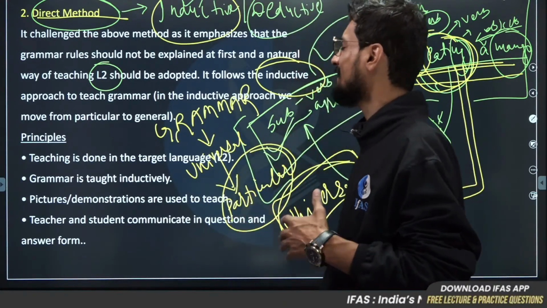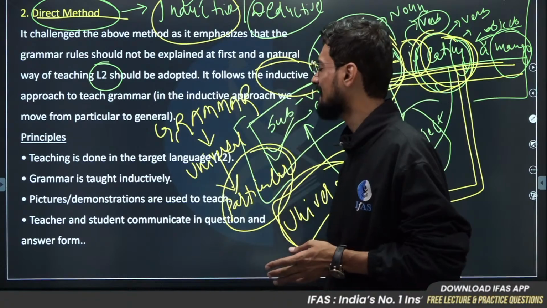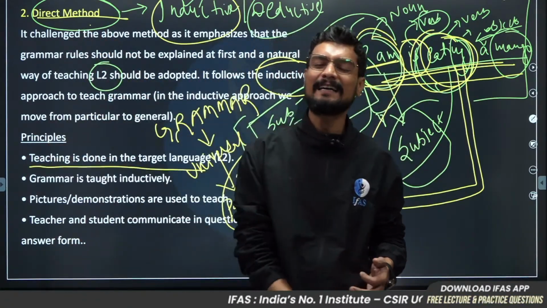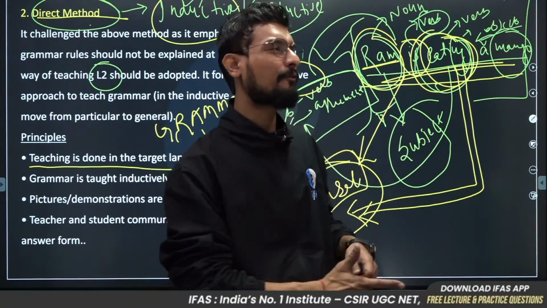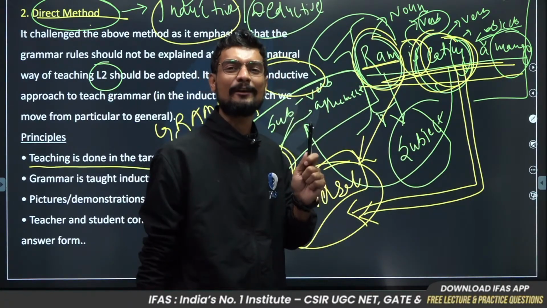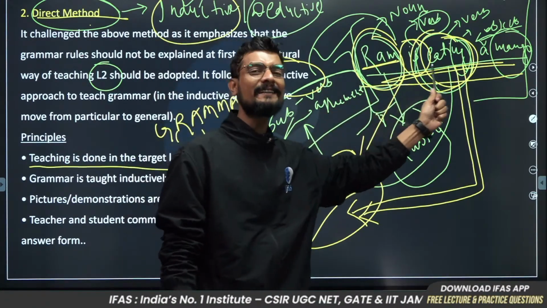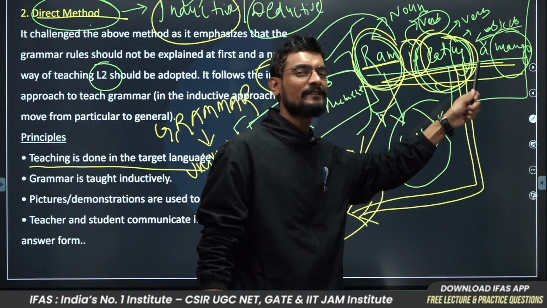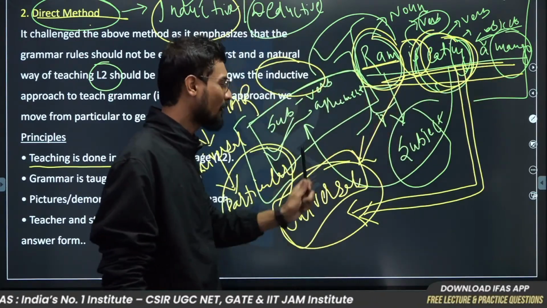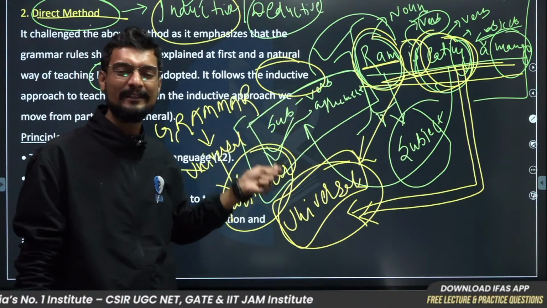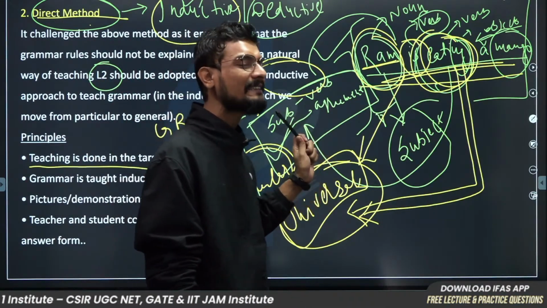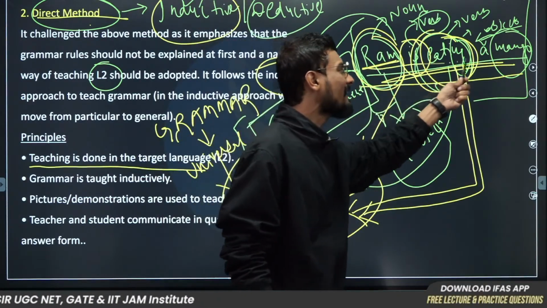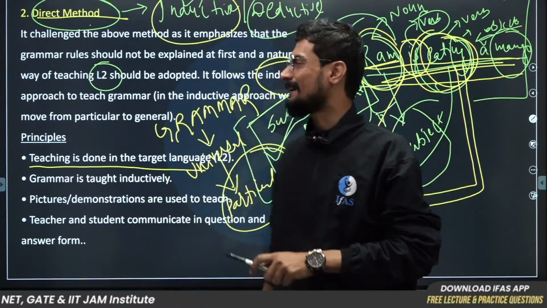Clear? Now let us quickly move on to some features. Teaching is done in the target language. In the direct method, you will first try to engage an audience through writing a sentence in that language only. What you are seeing here, you are dealing only with English sentences, not like in the previous case when I talked about Hindi to English and English to Hindi translation. That's why the target language is the mode of teaching in our direct method.